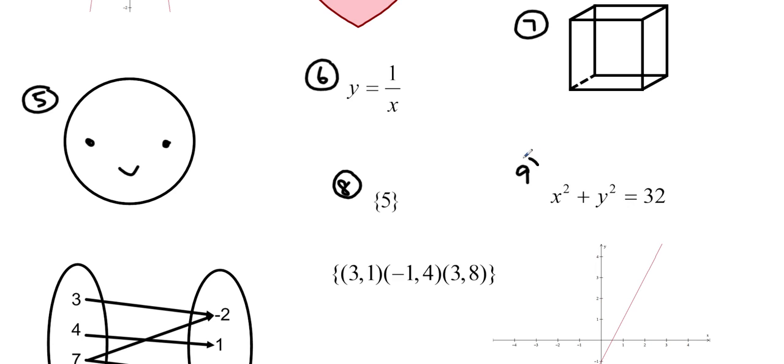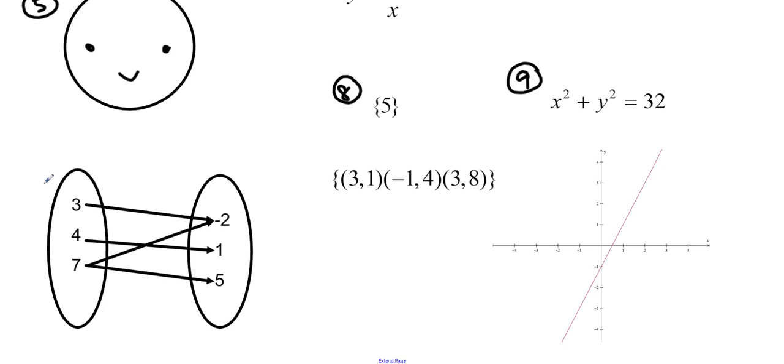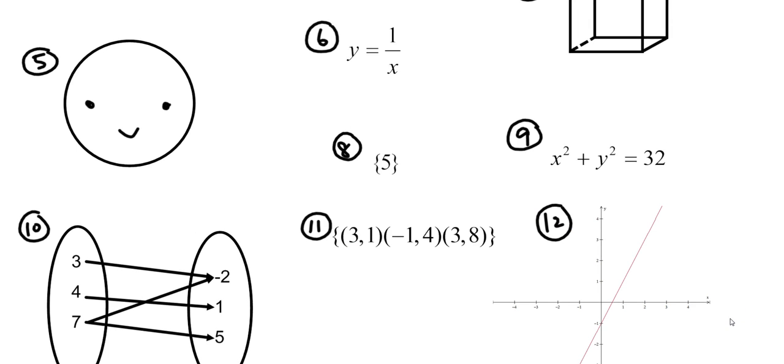Number 9 is x squared plus y squared equals 32. Number 10 is another mapping diagram. Number 11, another set of ordered pairs. And number 12, another graph. Okay, so go ahead and write yes or no next to all of those, and again, you can change your answer if you want as we go along.